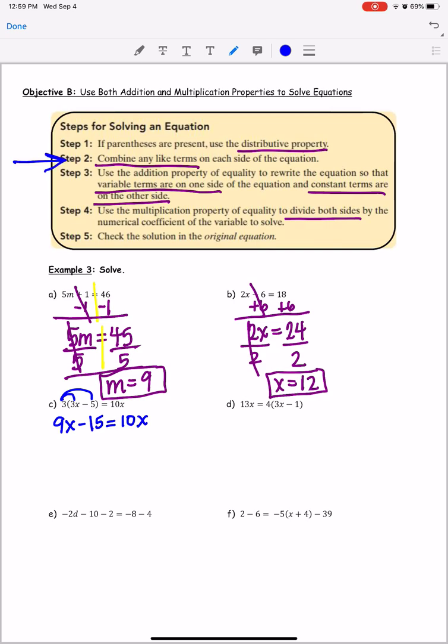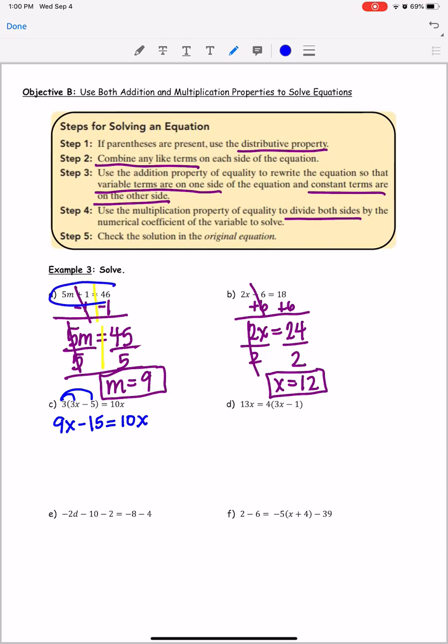Step 2, combine any like terms. These are unlike terms, so I cannot combine. This is just one term by itself, so there's nothing to even try to combine with it. Now we're to step 3. Step 3 is the same as what we did on these first two up here, but we're kind of going about it opposite.